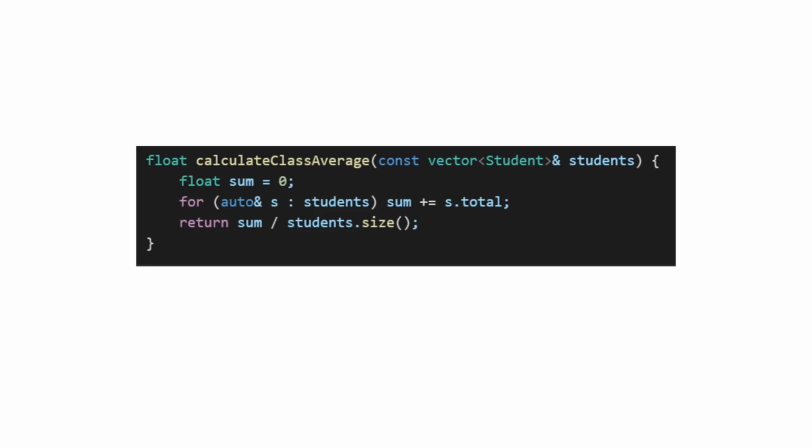Next function is the calculate class average function. This function loops through the vector of all students and adds up their total marks. Once the sum is complete, it divides the sum by the number of students in the vector. This average is crucial because our grading system uses it to assign relative grades. So the next is the getGrade function.